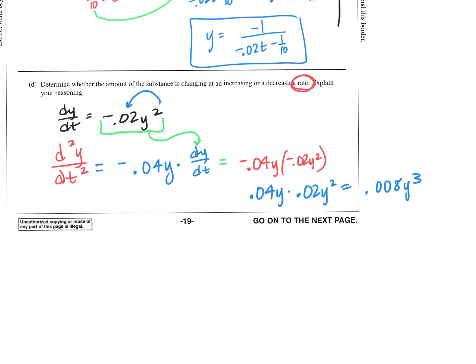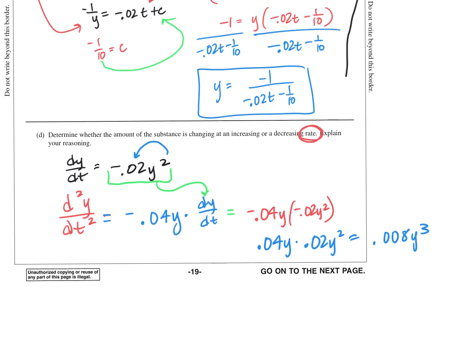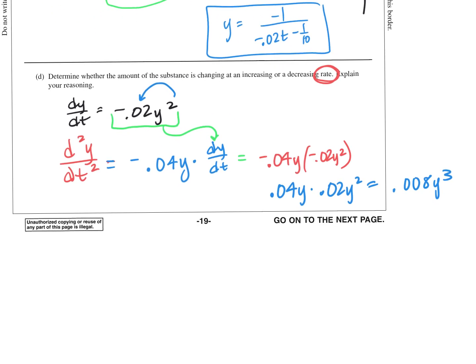And again, let's think about what y is. Is my y ever going to be negative? My y is that amount of substance. Am I ever going to have a negative amount of substance? So no matter what I plug in here, my y is always going to be positive. Therefore, this value will always be positive. So would we say that this rate is increasing or decreasing? Yeah, I'm going to say an increasing rate because 0.008 y cubed is greater than 0, or you could say would always be positive.